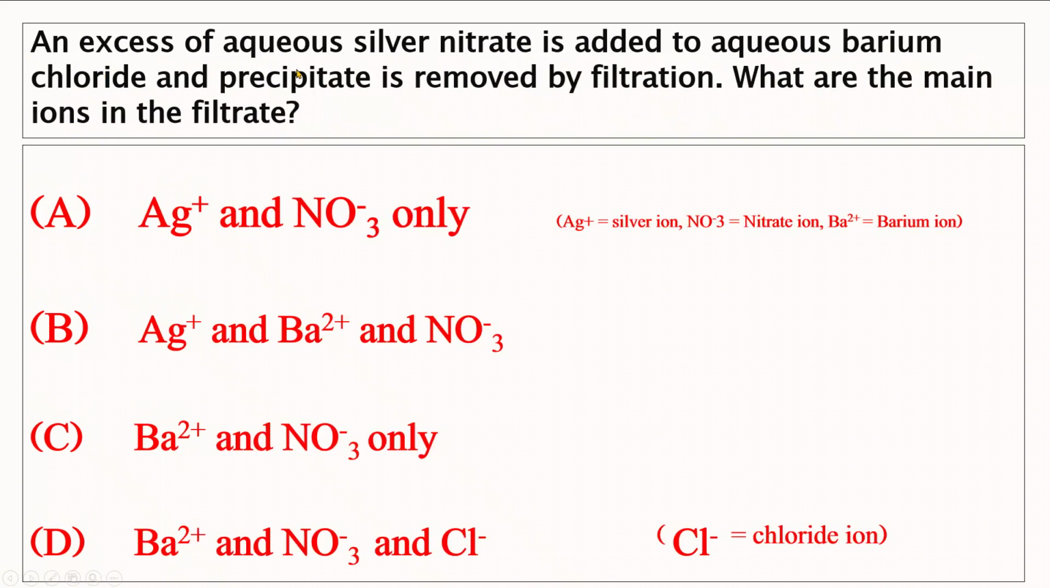An excess of aqueous silver nitrate is added to aqueous barium chloride and the precipitate is removed by filtration. What are the main ions in the filtrate? Silver and nitrate ions only. Silver and barium and nitrate ions. Barium and nitrate ions only. Barium and nitrate and chloride ions. Correct option is B. Silver and barium and nitrate ions.